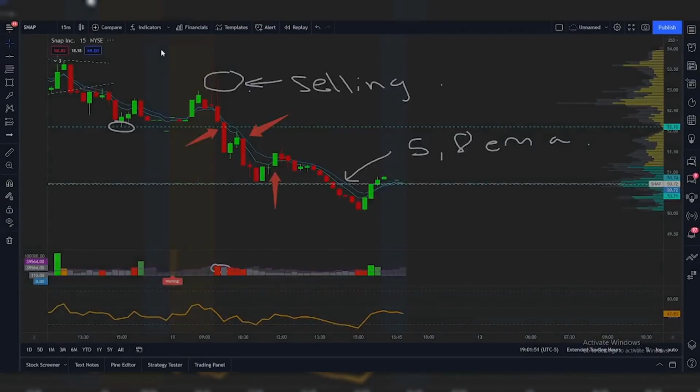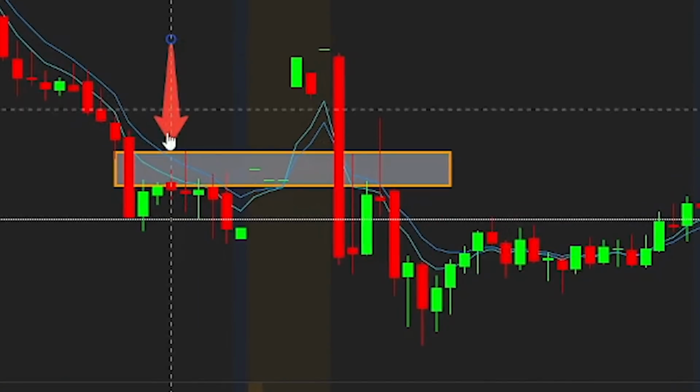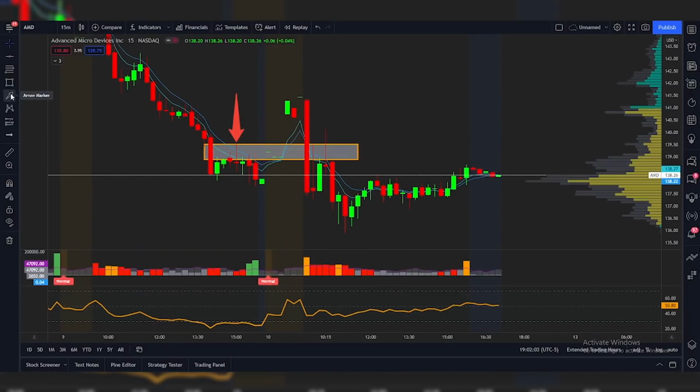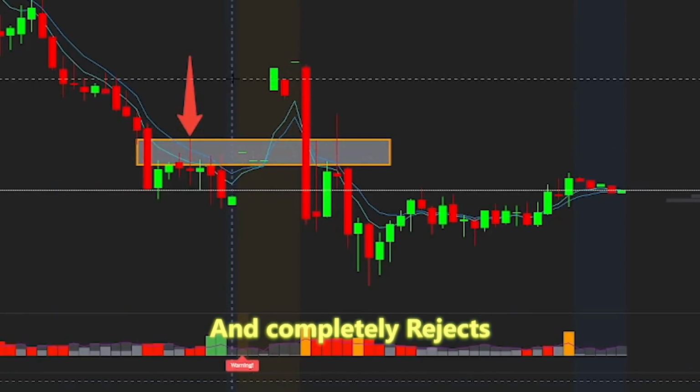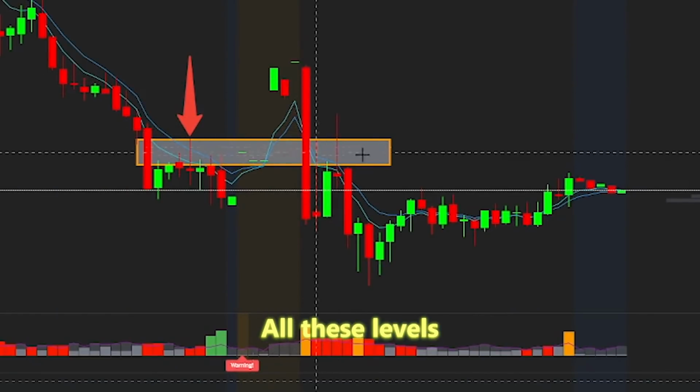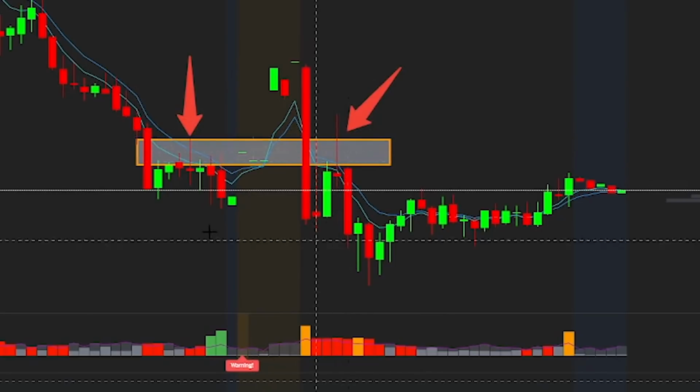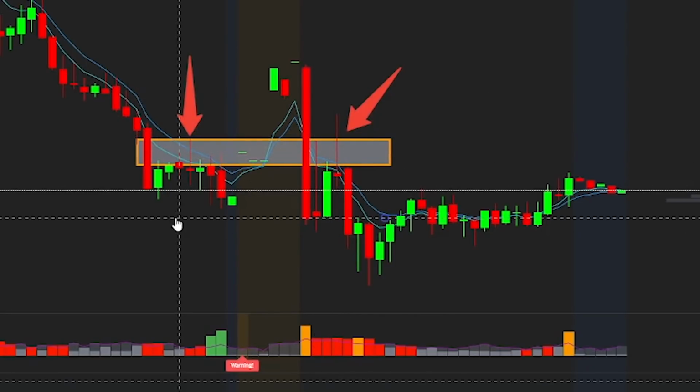Now we're going to go on to AMD. Came onto the 15 minute. We have the supply it created on the 15 minute from the previous day. And you can see it opens up and completely rejects all these levels, right? So you guys can just see all these rejections it's having. One here, one here. So I actually entered on this break right here.